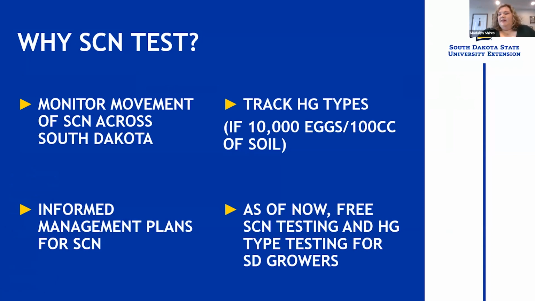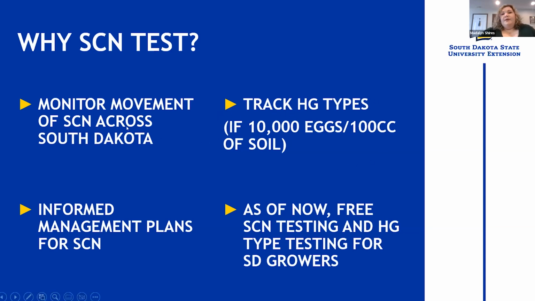So hopefully you saw in that video what I was talking about, where they're starting to see the resistance of those different lines not being as great as it could have been. So one of the things that we are promoting again this year is, as of right now, we do free SCN testing and HG type testing if you meet the minimum level for South Dakota growers, funded through the South Dakota Soybean Research and Promotion Council grant. We do that in the plant diagnostic clinic.